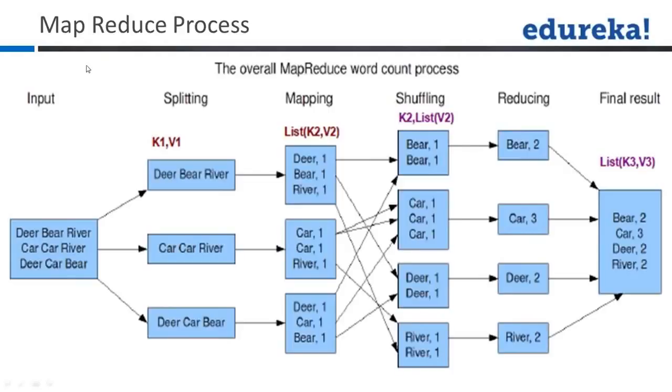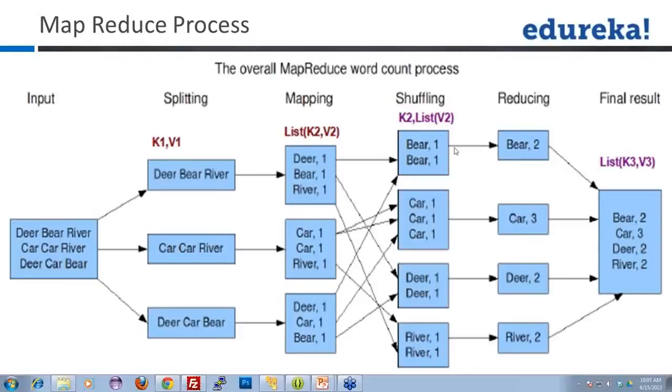Now what we do? One thing which is important to do is, it will be good if we could do some shuffling and get these things like this. So wherever bear is coming, we'll take all those records and put them together. That's called shuffling. And you'll group them together. So now you have bear, and that comes 1 1.